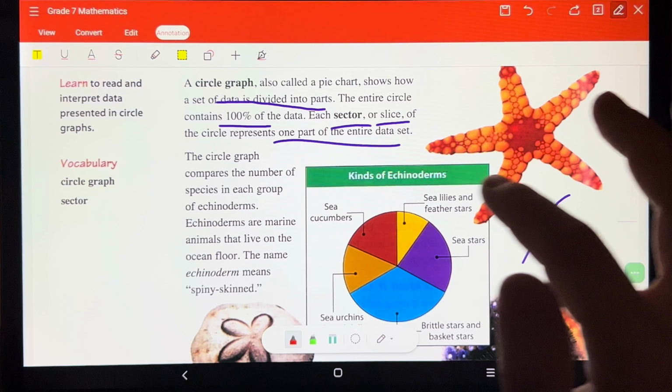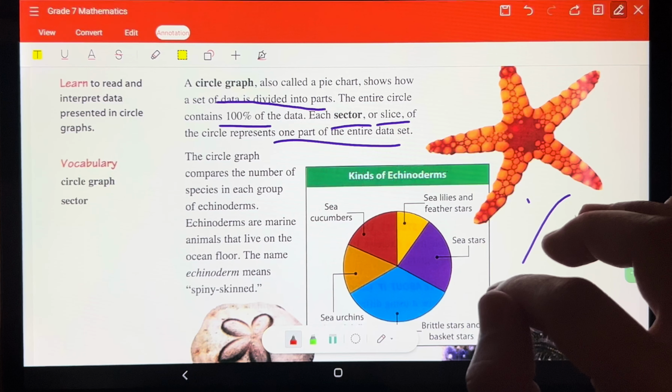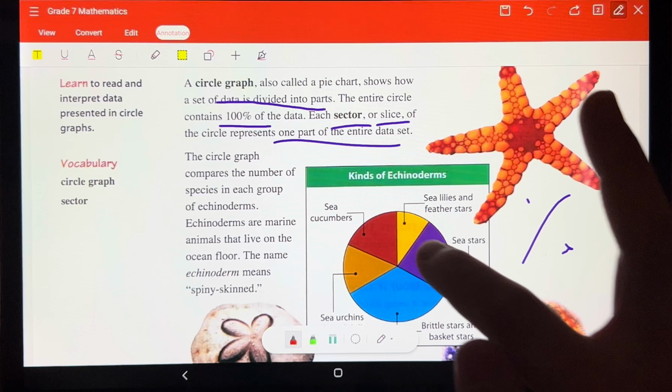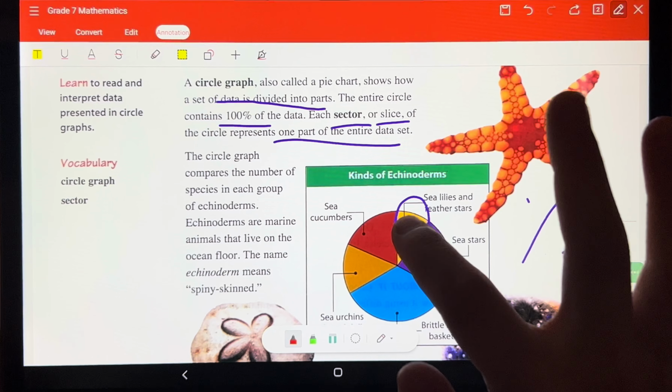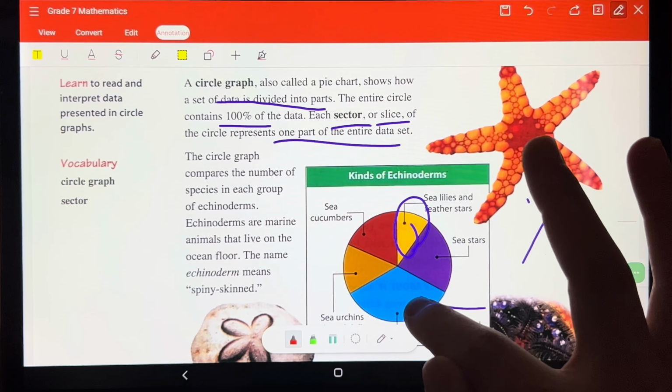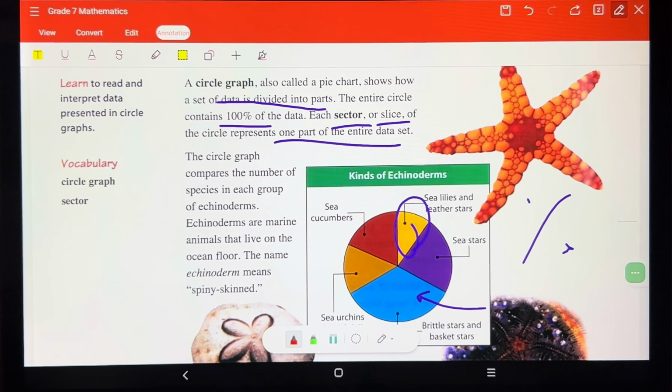So these are the kinds of echinoderms, and as you can see, if I ask you which one has the least, you will directly choose the yellow because it's the smallest slice that we've got here, okay? And the largest is the blue one, all right?